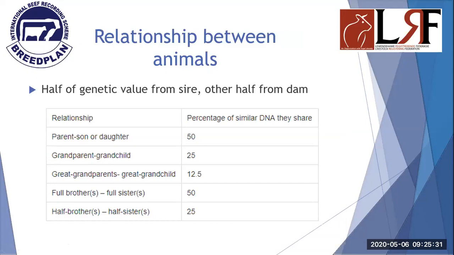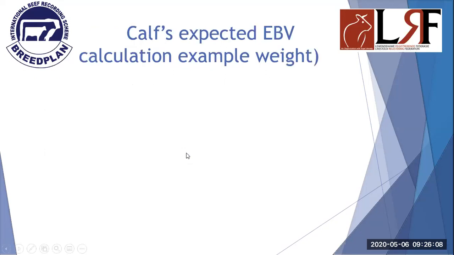What is also important to remember is that only half of the genetics come from the sire and the other half from the dam. And in the calculation, they use these relationships between the animals to determine how big the weight should be that they place on the related animal's performance. So for example, a parent and a son or a daughter is 50% related, grandparent and grandchild 25%, etc.